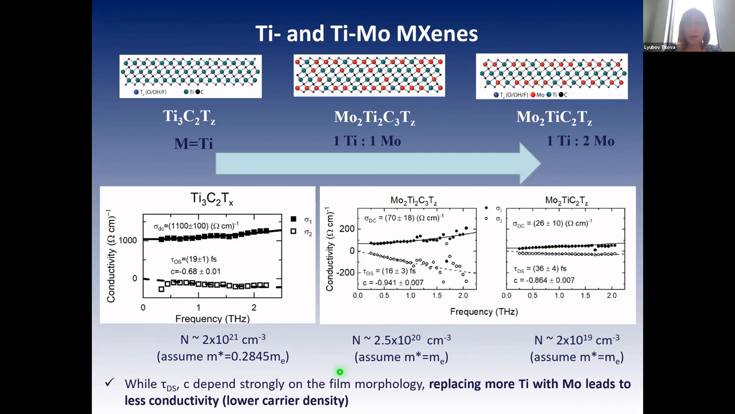While their C parameter and their scattering time is dependent on film morphology, what we can do is estimate the carrier density here. As far as we know, their effective masses for these materials have not yet been calculated, so we have just estimated the carrier density, assuming that their effective mass is equal to electron mass. And what we get is, as we are going along this arrow with increasing moly content, we're reducing the carrier density by an order of magnitude, here by one order of magnitude and one more order of magnitude. Of course, if the carrier effective mass is closer to this one, then this change would be even more dramatic.